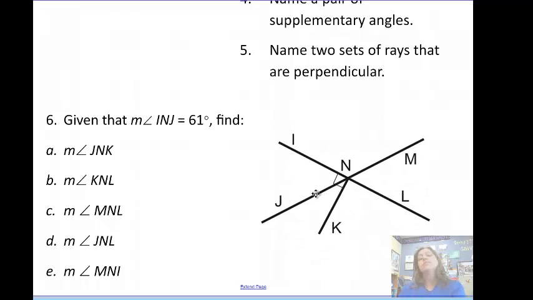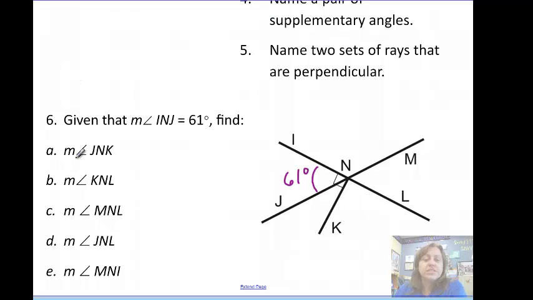Alrighty, here we go. We're given in this problem that angle INJ is 61 degrees, and we certainly are going to want to put that into the diagram. So find angle INJ. That's going to be right here, and let's label that a 61 degree angle. Now that's going to stand for the whole problem.